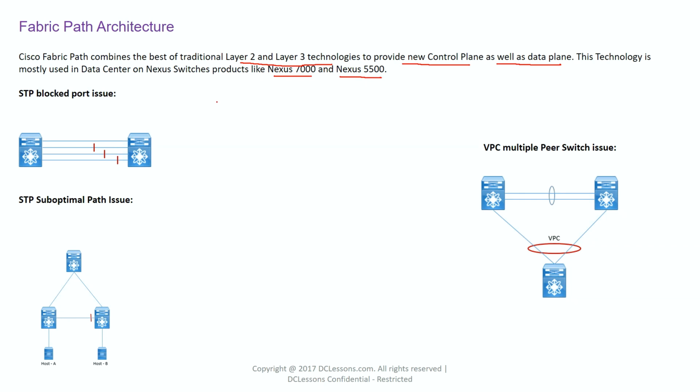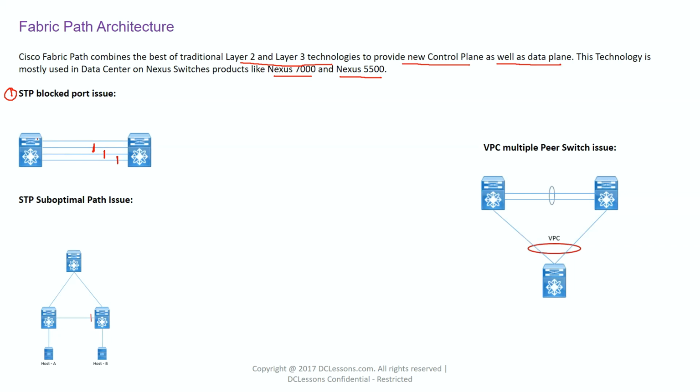So let's see what the issues were that were faced by traditional data center and LAN architecture, to overcome which FabricPath architecture came into the picture. First we will talk about the STP blocked port issue. In the traditional setup, when we have multiple redundant connections between switches, because STP is working, most of the ports will be in a blocked state. So even though we have multiple redundant connections, we are not going to use all of them. Why? Because STP has blocked them.